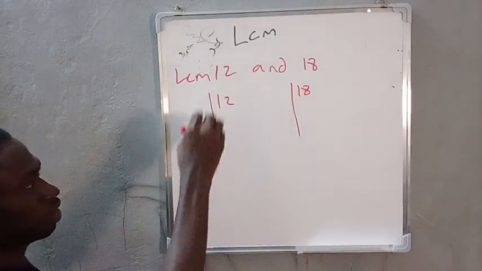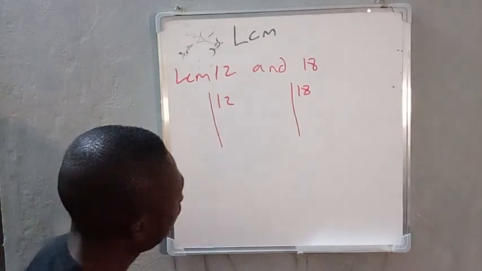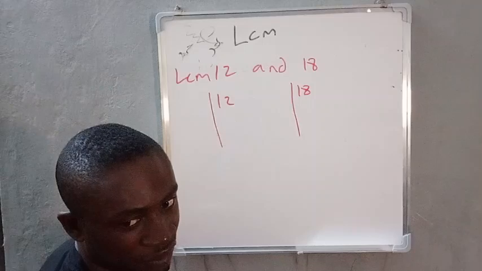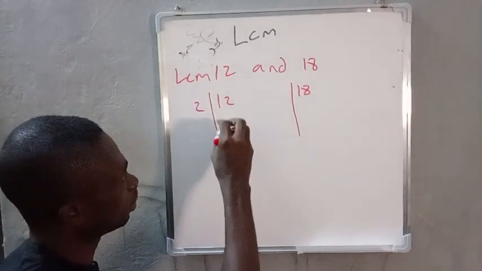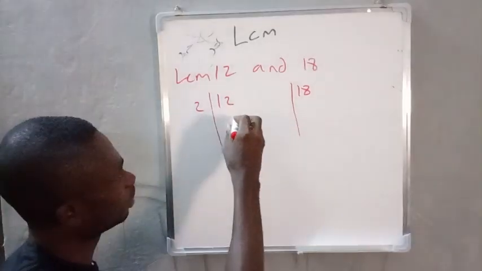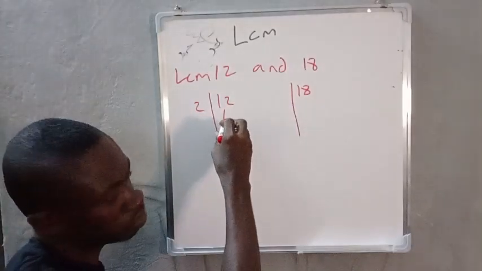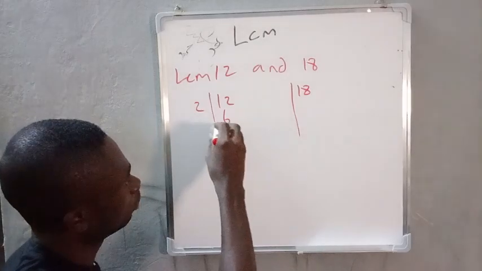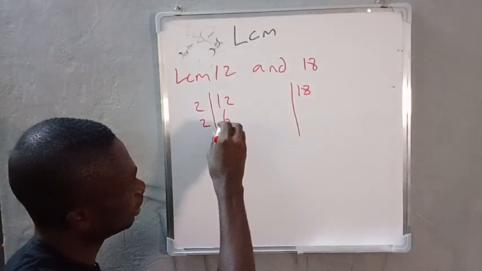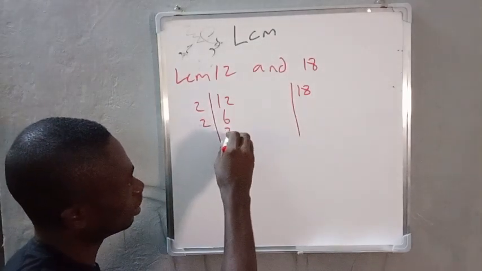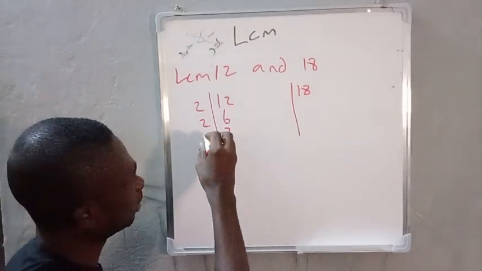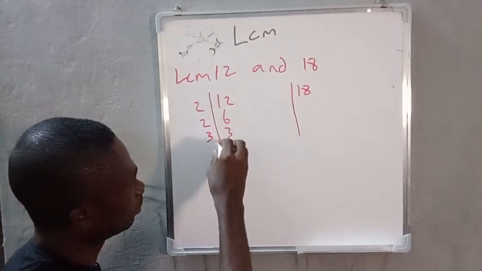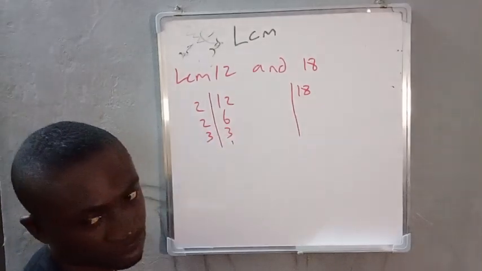If you want to break this 12 down, what number can you divide 12 by without remainder? The first lowest one that you might consider, you may think of 2. Because when you divide 12 by 2, it will give you 6. So what number can you divide into 6? You think of 2 again. When you say 6 divided by 2, it will give you 3. What number can you divide by 3? It's only 3 that is left. Now when you say 3 divided by 3, it will give you 1.